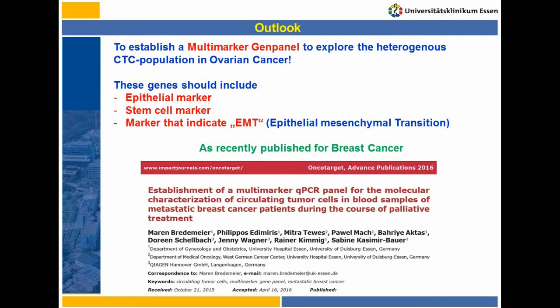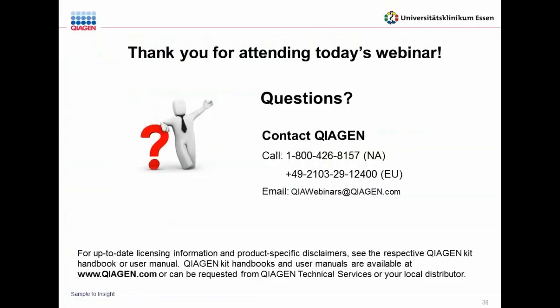The work has been performed by my PhD student Maren Bredemeyer, who analyzed metastatic breast cancer patients at the time of progression and in the follow-up of the disease, and used a multi-marker qPCR gene panel, so quantitative PCR, over therapy. And you can nicely see how cells can be eliminated by targeted therapy. So this is also open access. So if you are interested, please feel free to take a copy.